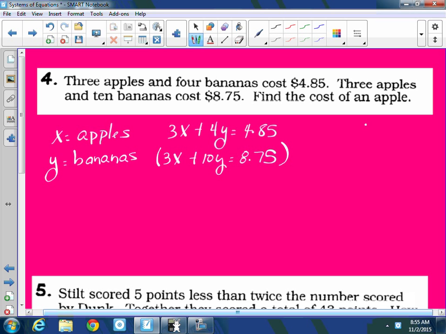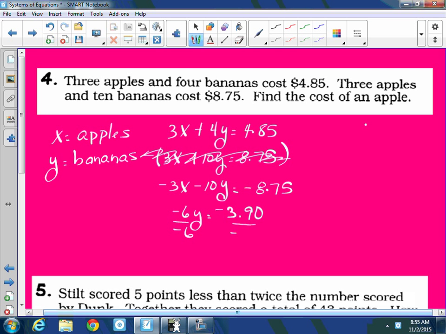Now you need to take one of these and multiply by a negative so that you can eliminate. So then that becomes negative 3x minus 10y equals negative 8.75, and you no longer have this. And then 3x minus 3x would be zero, cross this out. And then what's 4y minus 10y? And then 4.85 minus 8.75 is negative 3.90. Yay or nay? Yay.